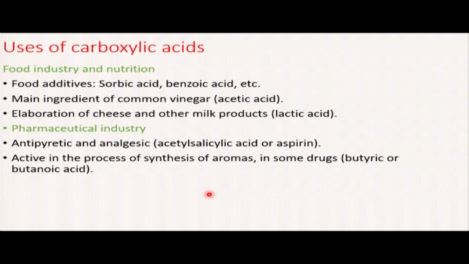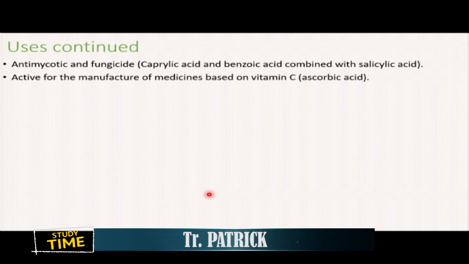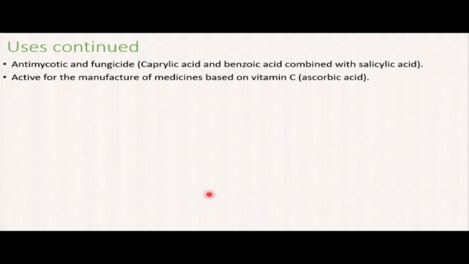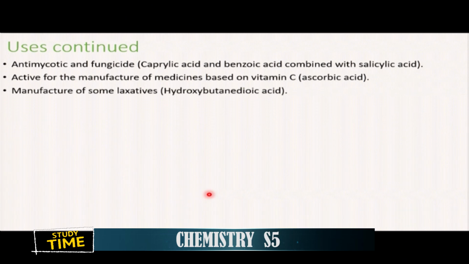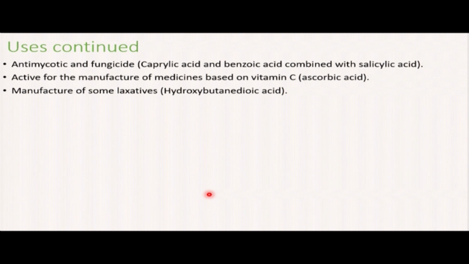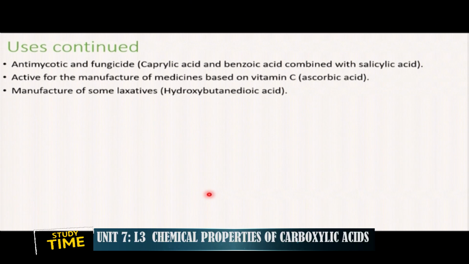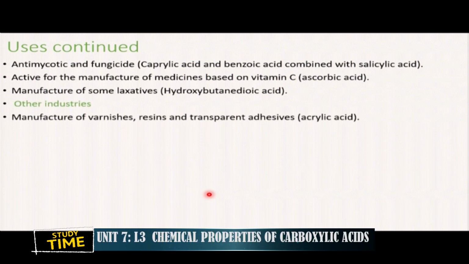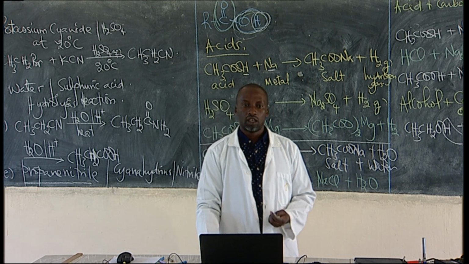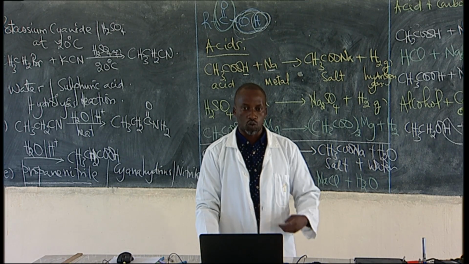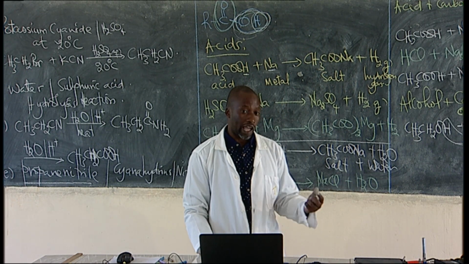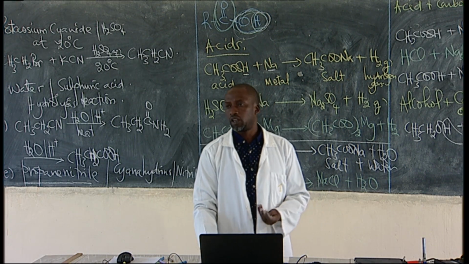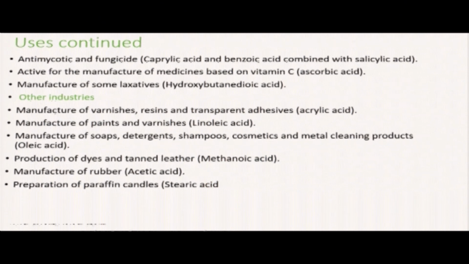Some synthetic drugs, similar to the painkillers, and some of the fungicides, and even vitamin C as a medicine, which is ascorbic acid, a carboxylic acid. Some laxatives, which are drugs that may help in the digestion of food. Varnishes and transparent adhesives. Then the paints and varnishes for wood, the shampoos, the detergents. So carboxylic acids are actually very, very important. And paraffin candle waxes and rubber.